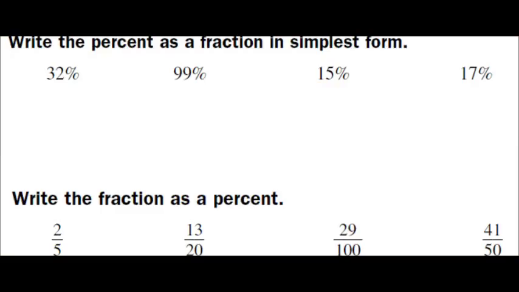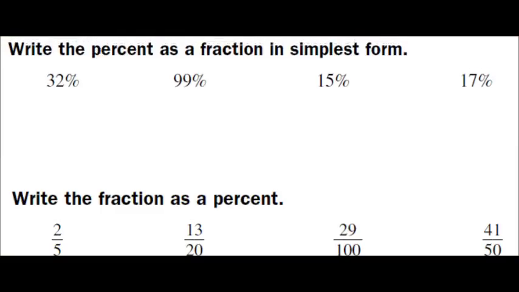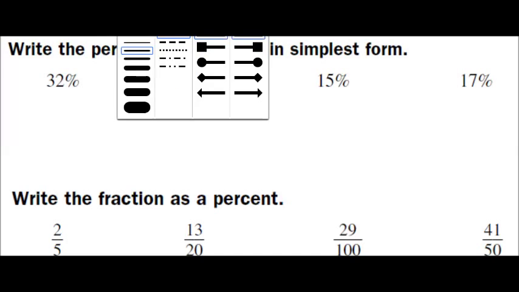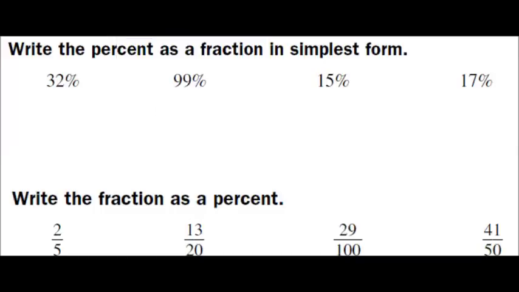Okay, so the first thing you were asked to do was to turn the percent into a fraction. And of course, fractions need to be written in simplest form. So the first one that you have is 32% written as a fraction. So we start with 32 over 100, and that is equal to 32%, because percent is per 100.